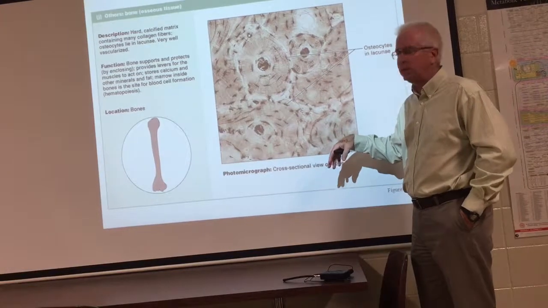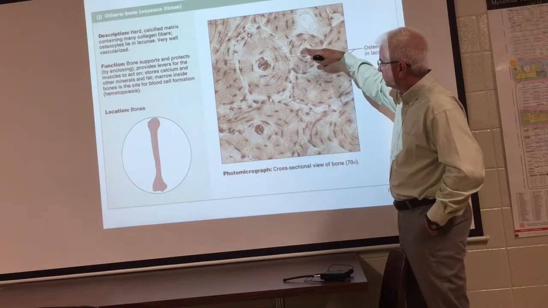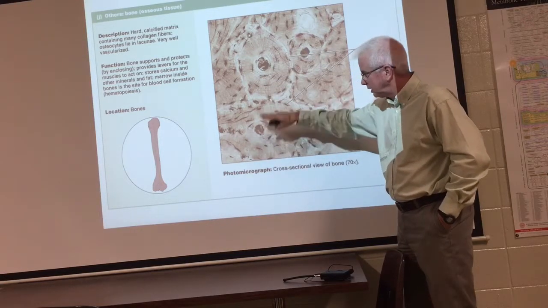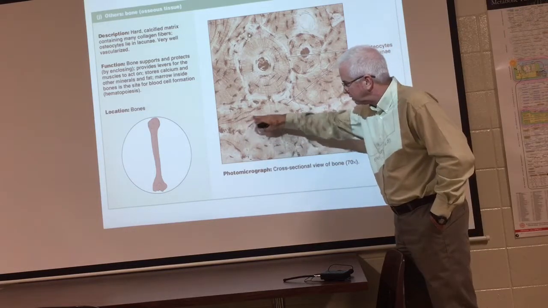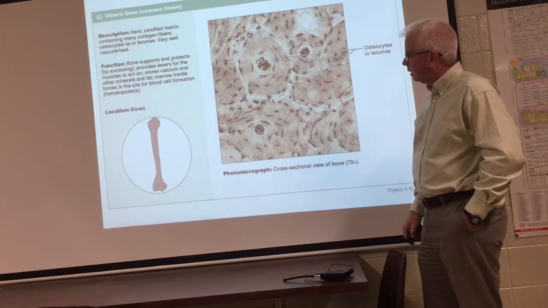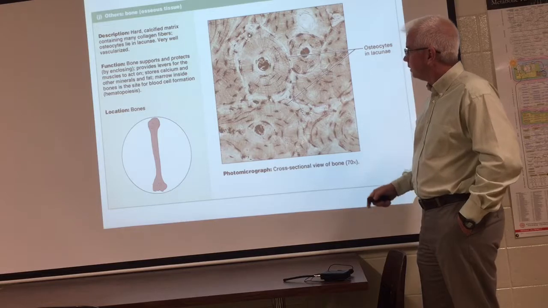It looks almost like the growth rings of a pine tree. There's a central canal right in the middle, and then there are these concentric rings. They're called the lamellar rings. And the rings have these bone cells in them. And we're going to want to say a little bit more about that in a second.